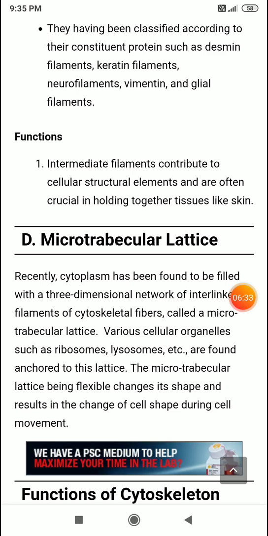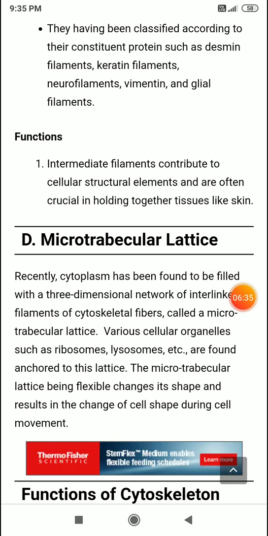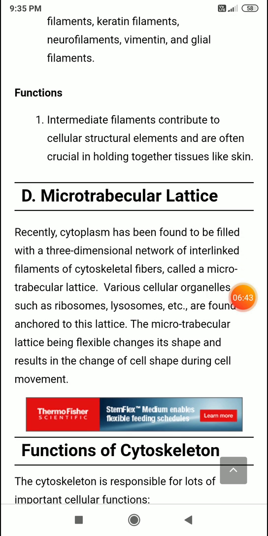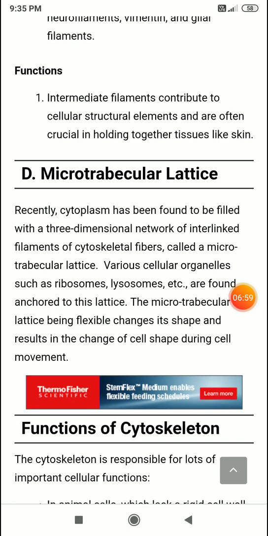Microtrabecular lattice. Recently the cytoplasm has been found to be filled with a three-dimensional network of interlinked filaments of cytoskeletal fibers. It is called the microtrabecular lattice. Cellular organelles such as ribosomes, lysosomes, etc. are found anchored to this lattice. The microtrabecular lattice, being flexible, changes its shape and results in the change of cell shape during cell movements.